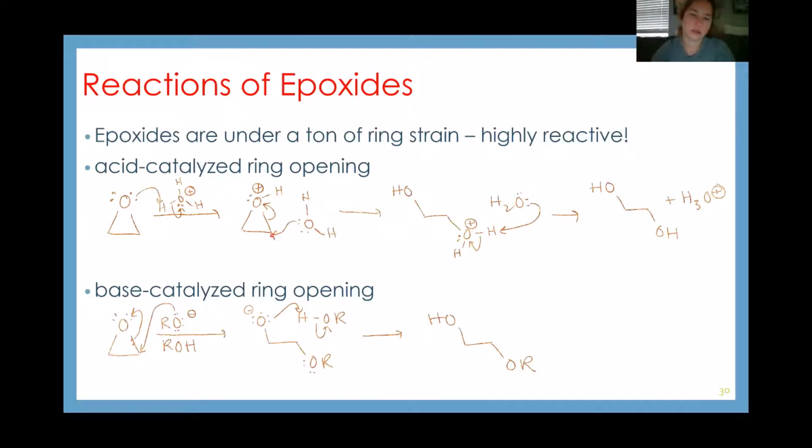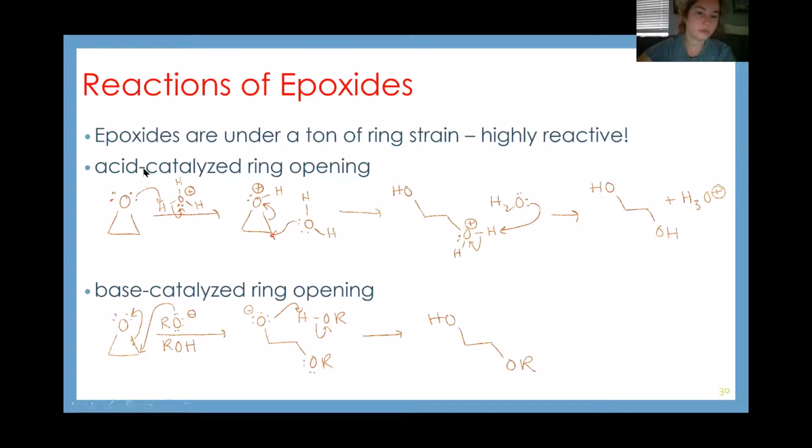When you do reactions with epoxides, these reactions are really interesting and they can let you create some really cool compounds. So this is something that we're going to use pretty often. Epoxides are under a ton of ring strain because they're a three-membered ring, which makes them highly reactive. So if you introduce an epoxide to essentially anything, it's going to be opened and it will happen very quickly and easily. If you leave an epoxide out on a humid day, it's going to react with the water in the air.